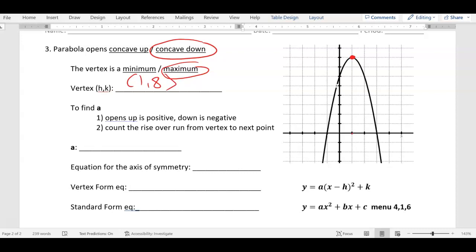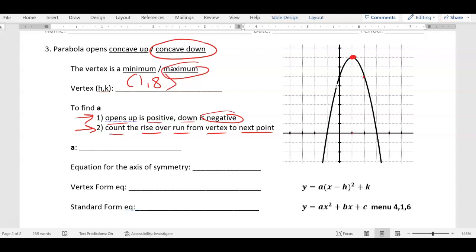Now, here's the deal. All you need is a vertex and the a value. So look at what it says right here. To find a, we're going to do two things. Number 1, if it opens up, it's positive, but this one opens down. So what is it? Negative. Okay. So we're going to have a negative a value because it goes down. And then step 2 right here, you're going to count the rise over run from the vertex to the next point. Okay. So check it out.